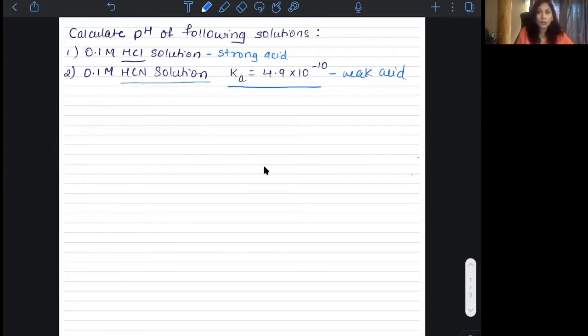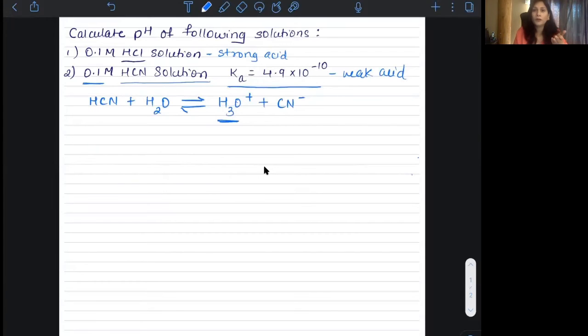So let's first put down the equation for this weak acid. HCN combines with a water molecule, and here, since it is partially dissociating, I'm going to be using a reversible arrow, and it is going to give me hydronium ions plus its conjugate base, which is CN minus ions. Now, I have to find out this hydronium ion concentration at equilibrium. Remember, since it is not completely dissociating, I cannot use this value directly. Because it is a weak acid, I have to find the hydronium ion concentration at equilibrium.